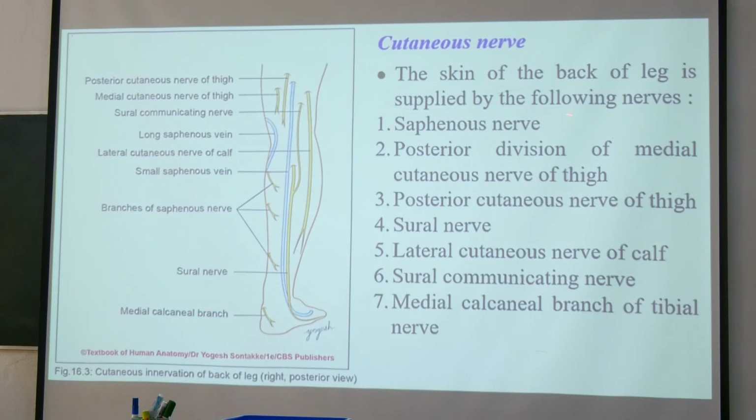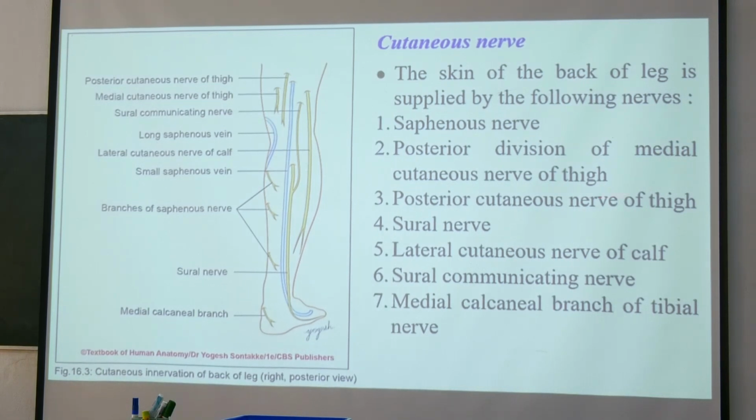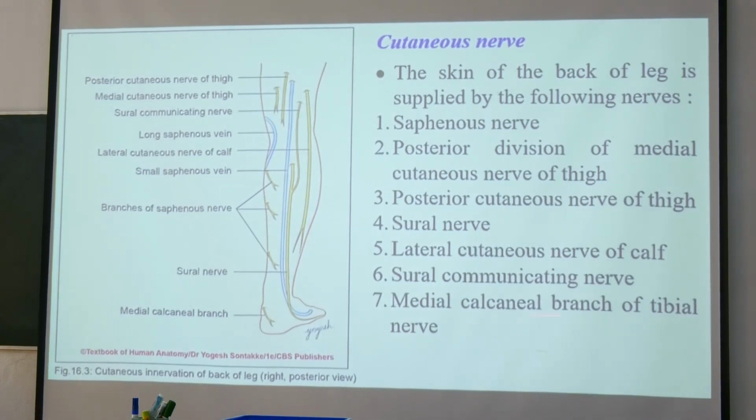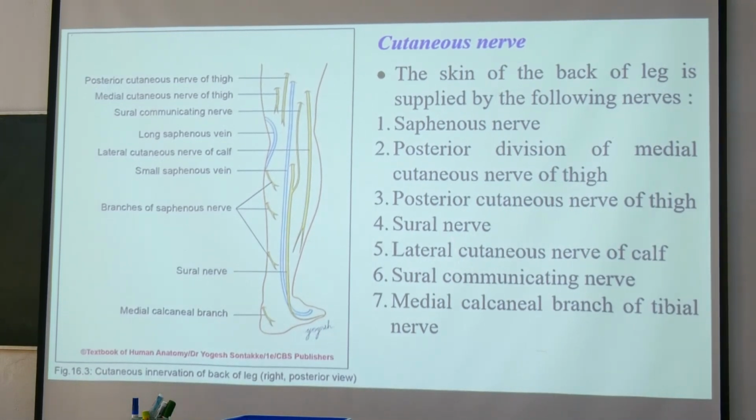Skin of the back of the leg is supplied by the following nerves: saphenous nerve, posterior division of medial cutaneous nerve of thigh, posterior cutaneous nerve of thigh, sural nerve, lateral cutaneous nerve of calf, sural communicating nerve, and medial calcaneal branch of tibial nerve. So these are the cutaneous nerves.